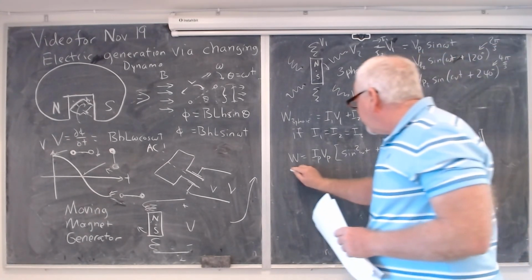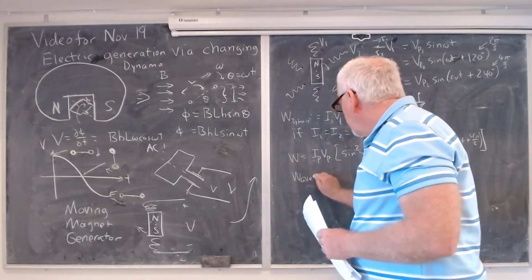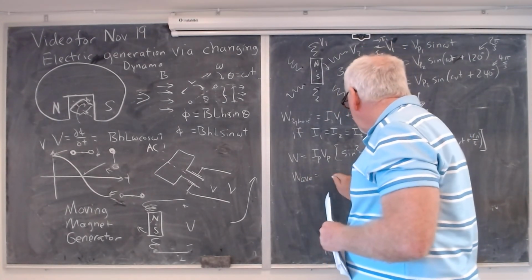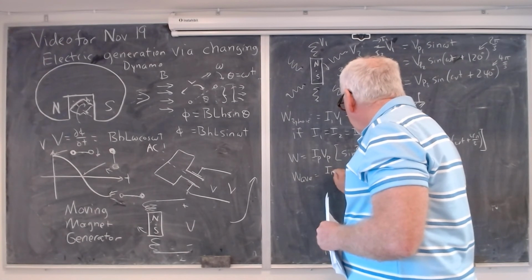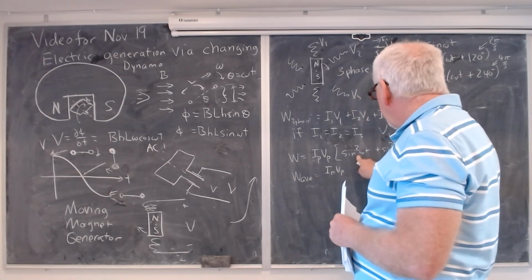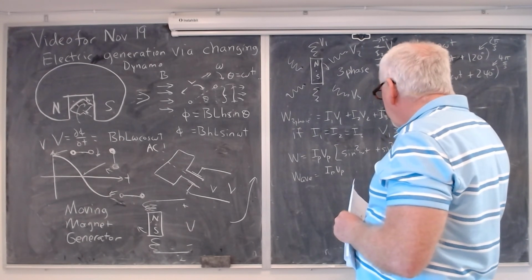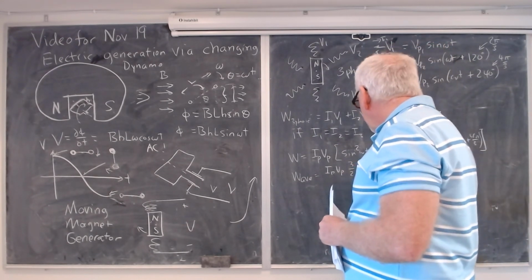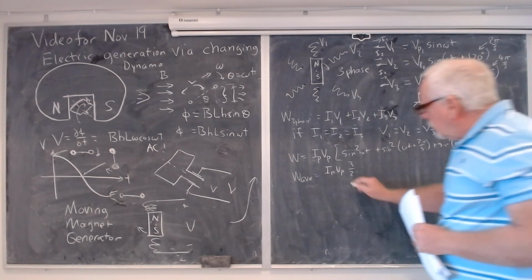So W average is just IP VP times, remember, that's 1/2, 1/2, 1/2, 3/2. All right.